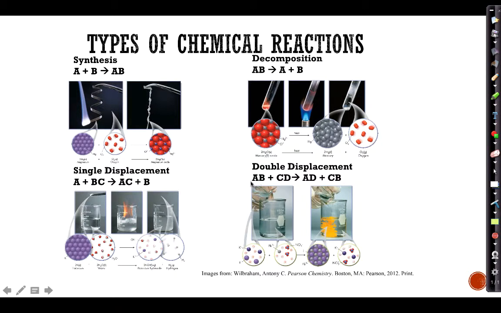Now, double displacement would be a precipitation reaction, or it could also be a neutralization reaction. So basically, you have two ionic compounds, and usually when this happens, it happens in solutions. So you take two solutions, put them together, and then the ions will swap places. So the A will switch places with the D, and you'll create a new product at the end. So with a double displacement, you should have two ionic compounds being added together.